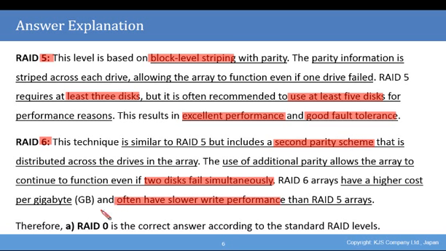By looking at all the RAID level explanations, we can see that the answer is therefore going to be A, RAID 0, is the correct answer according to the RAID standard levels. So here we can see our answer is A, as we mentioned on the previous slide, RAID 0. So here we've looked at what the different levels of RAID mean and how they function, and what are the positives and negatives of some of these schemes.